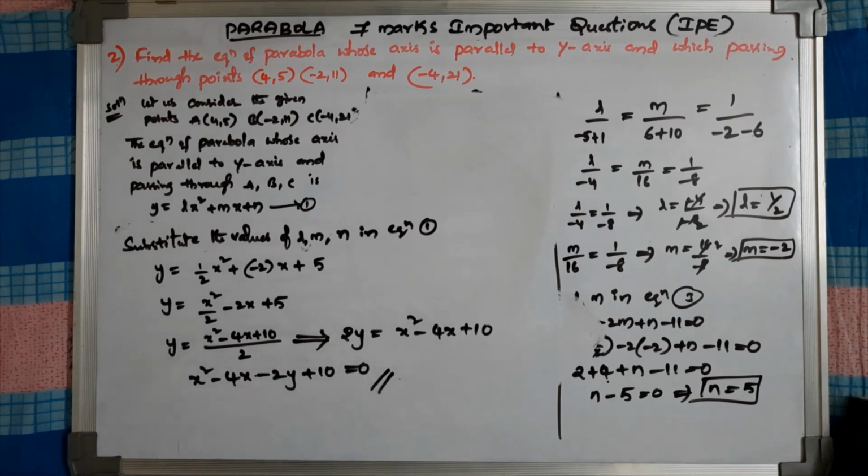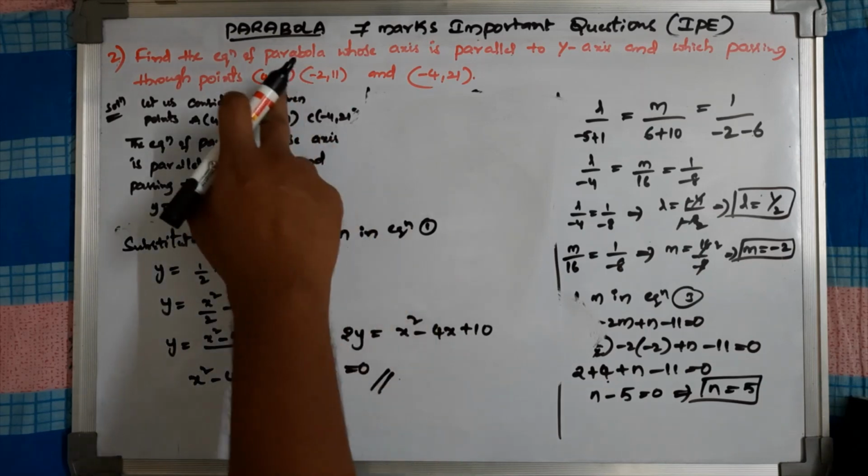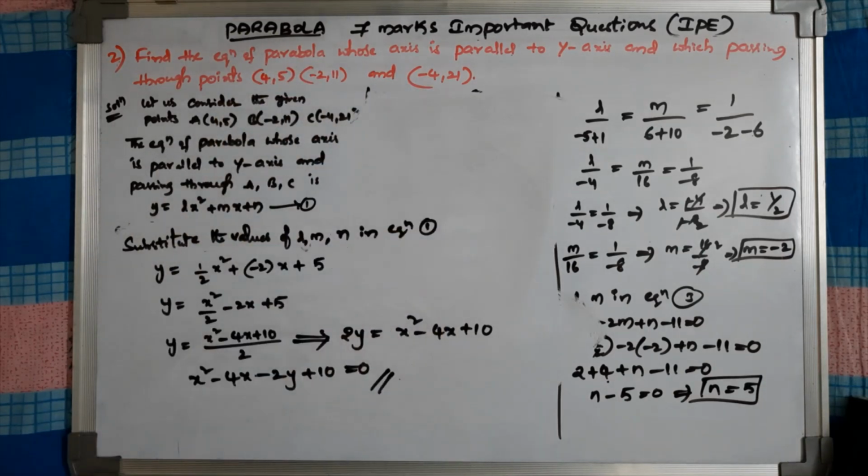So this is the required equation of the parabola whose axis is parallel to y-axis, and this equation passes through all these 3 points. Okay, these are the 2 questions very important for the 7 marks in the intermediate public examinations, and as well as in this, one more question is also there, that is we are going to concentrate on this one. Please wait for the third one.